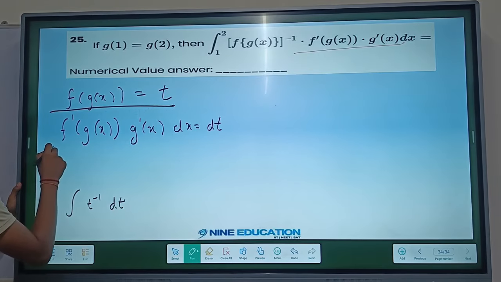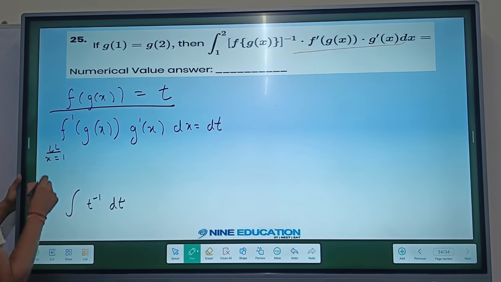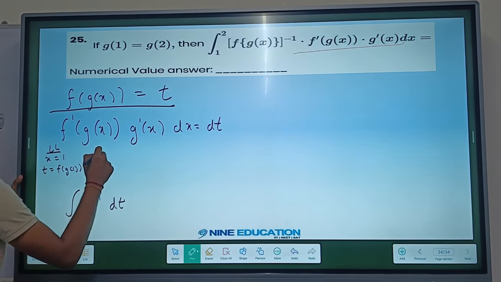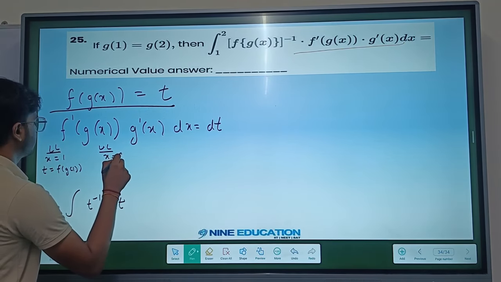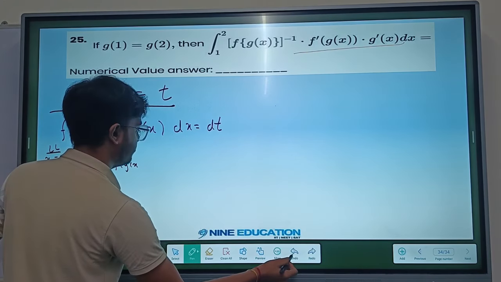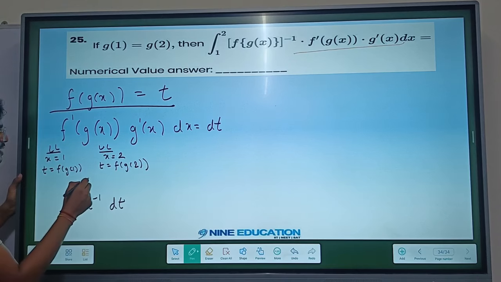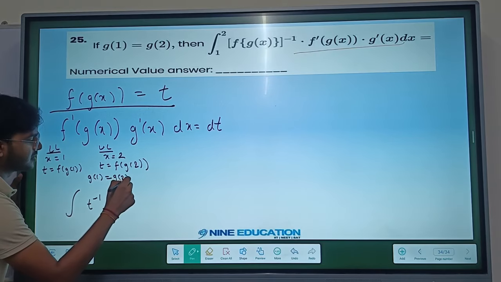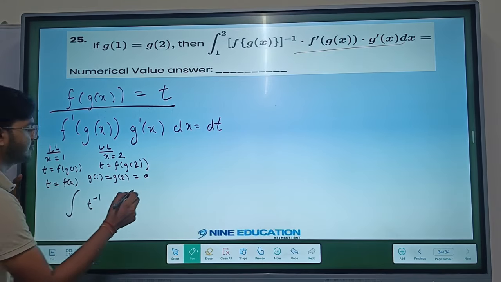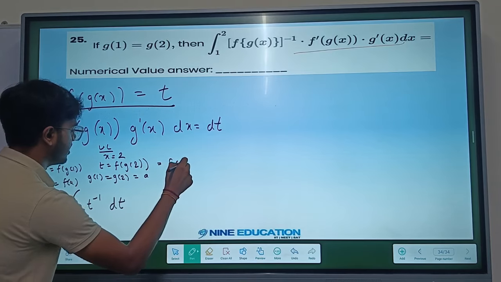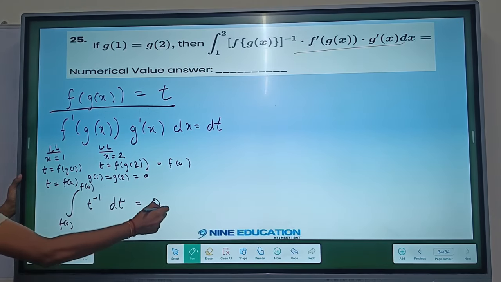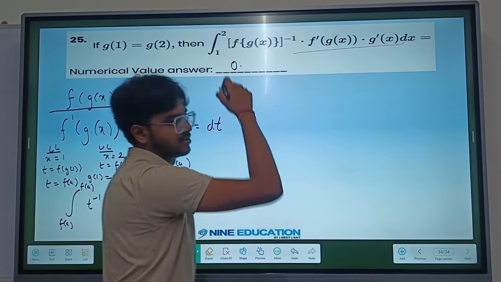Now let's talk about limits. So lower limit of x is 1, so t would be f of g of 1, and upper limit of x is 2, so t would be f of g of 2. Now if you look here, it is given g of 1 is g of 2. Let's say some number a. So we have t with lower limit f of a and upper limit also f of a. If lower limit and upper limit are the same, the value is 0. Okay, thank you.